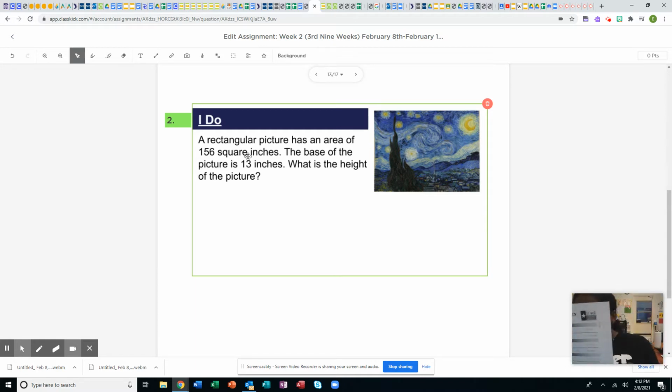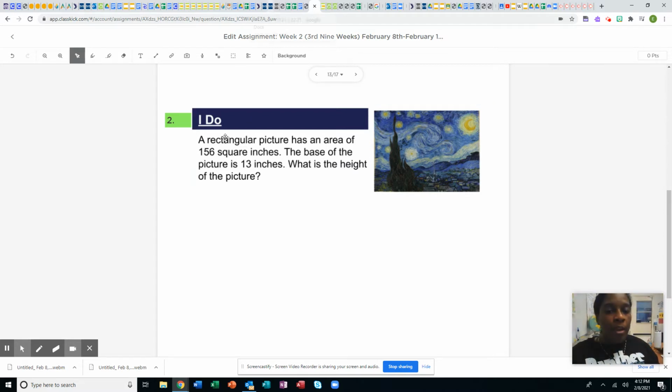If we look at our reference chart, which we have here, we see that we have area, and there's two formulas here. It says A equals L times W, or A equals B times H, and B stands for base. And so we are going to use this formula because this is a formula that is important. It states it right here in the equation. So A equals base times height, where B stands for base.